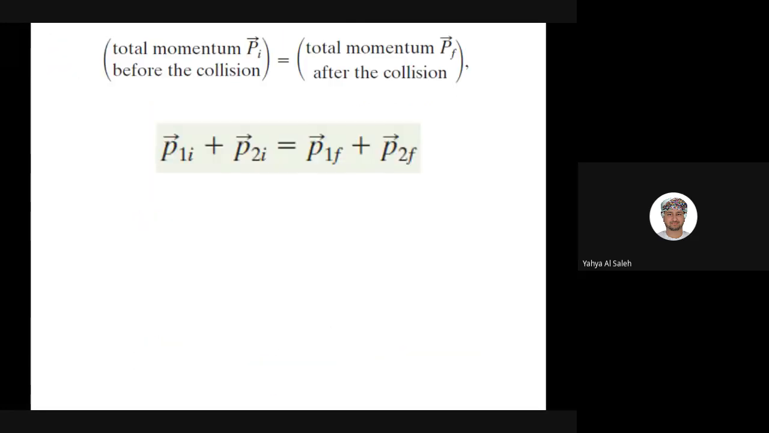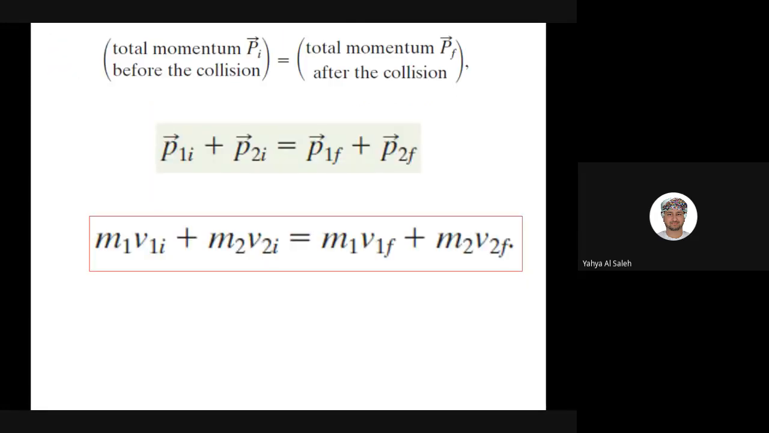How do we write that down? Well, P1I plus P2I equals P1F plus P2F. M1V1I plus M2V2I equals M1V1F plus M2V2F. So far, so good? We sub in the values, we get the numbers. Everyone's happy.